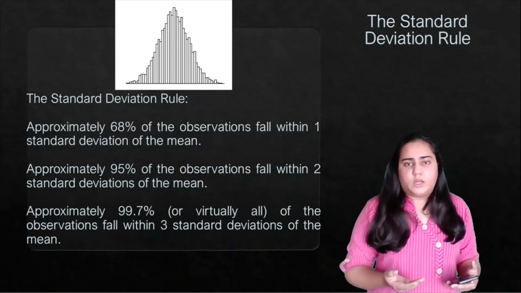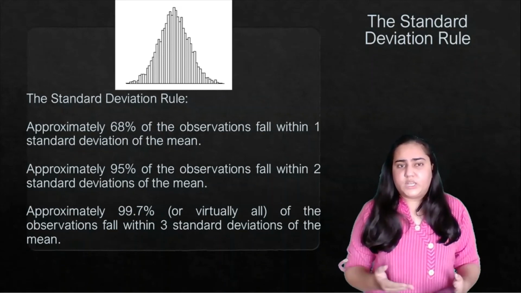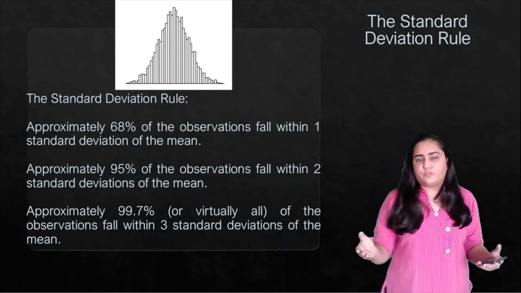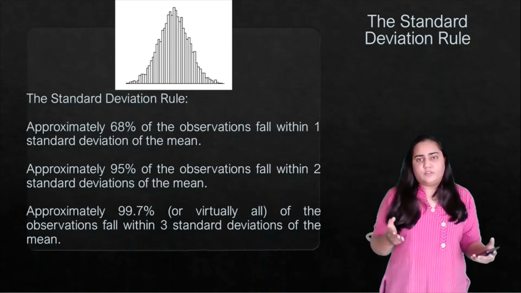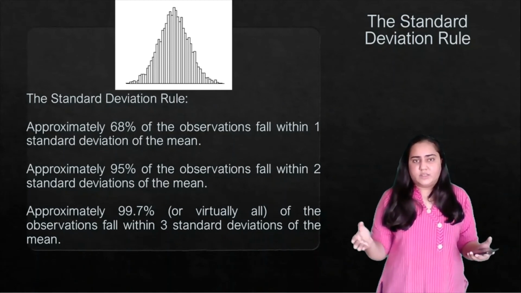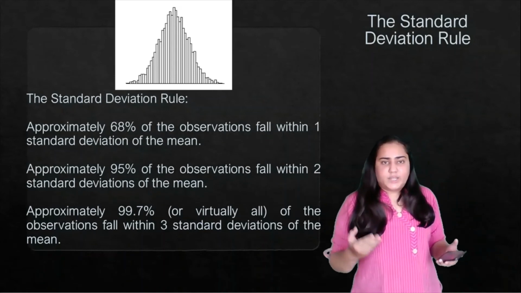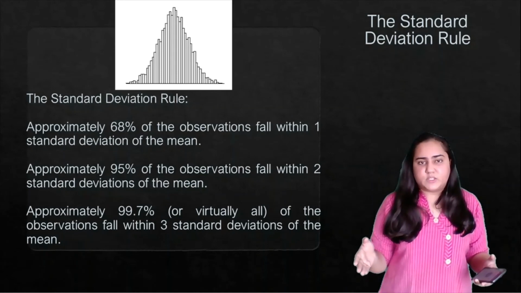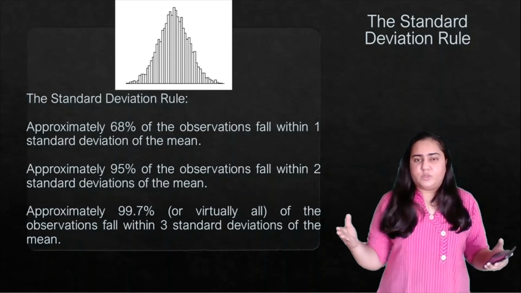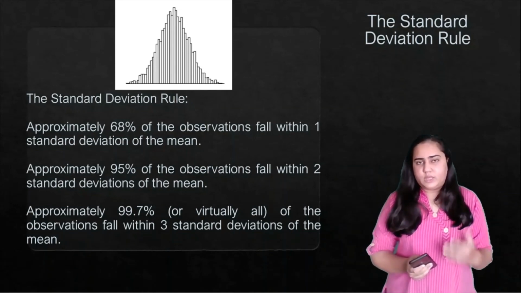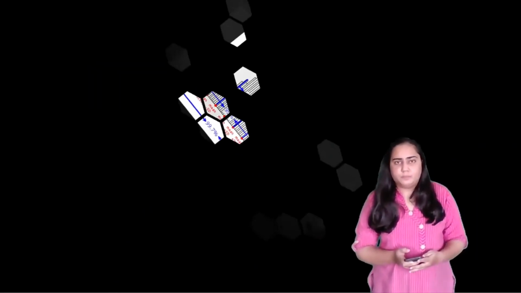95% of the observations will fall within 2 standard deviations of the mean. So this time you subtract 4 from 9 twice, and also add 4 to 9 twice. And the range that you get is 95% of your data. And then we're talking about the 99.7% of data, which will fall within 3 standard deviations of the mean value. And you'll get to know this better with a diagram.